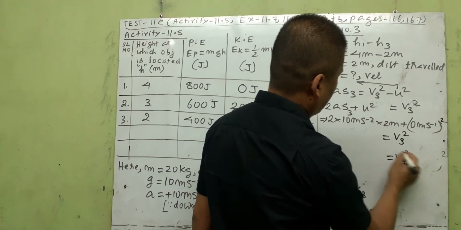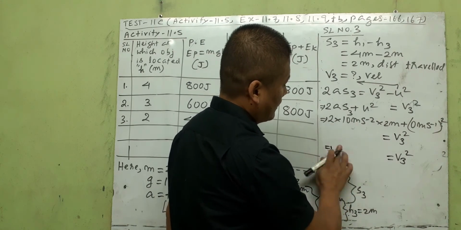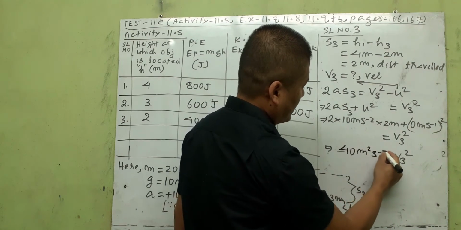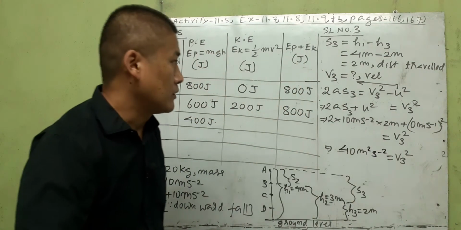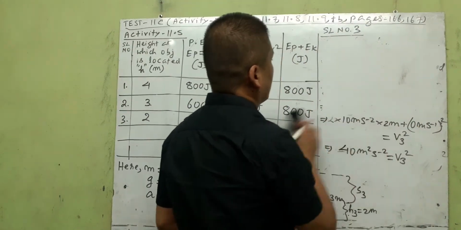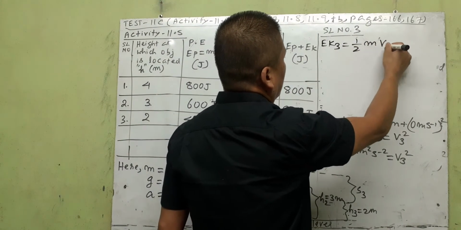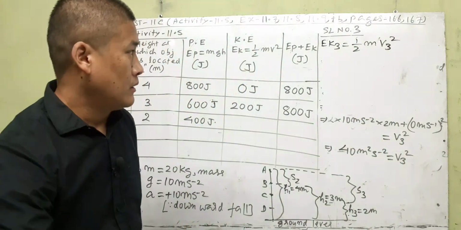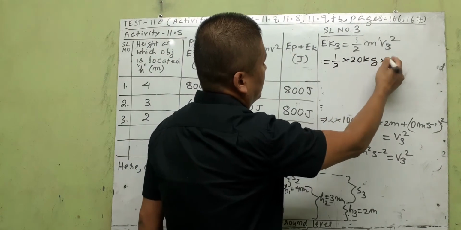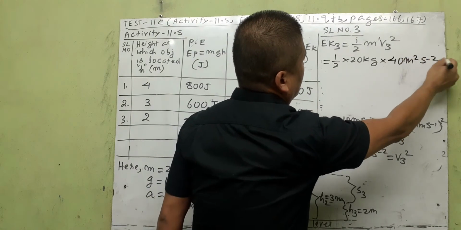So V3 square finally will be 2 tens are 20, 2 twos are 4, so 40. Meter into meter, meter square, second to the power minus 2. So V3 square we got. With this we can calculate the kinetic energy in the third case, which we can write as EK3 will be half m V3 square. So here I'm just going to write half into 20 kg into V3 square. Just now we got V3 square is 40 meter square per second square.